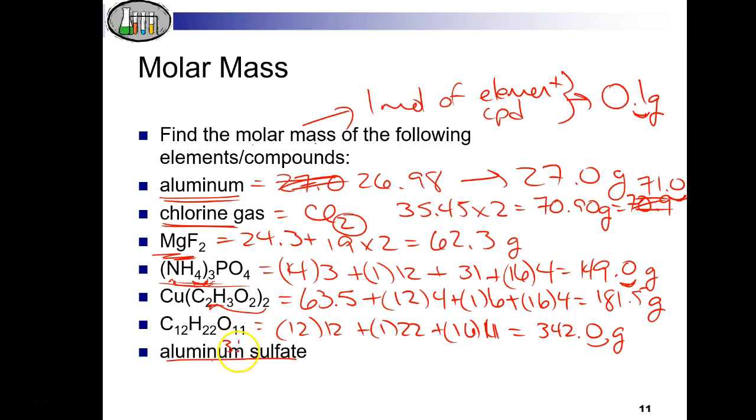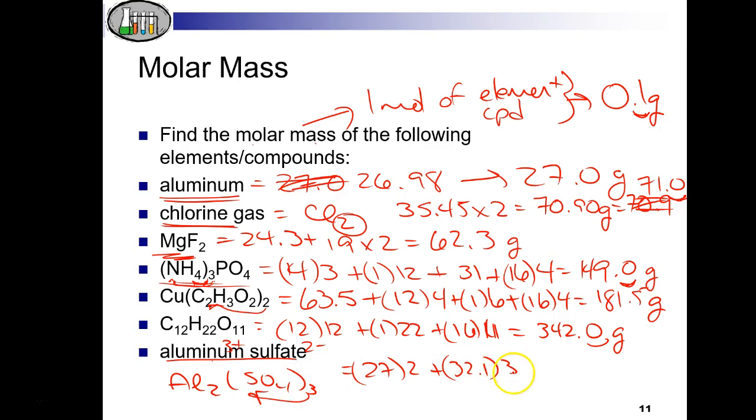Aluminum is a 3 plus charge, sulfate is a negative 2. When you drop and swap, you get Al2(SO4)3. So those skills that we've learned, you can't forget those. Aluminum is 27 times 2. Remember that 3 distributes. Sulfur is 32.1 times 3, because it says 32.06 or 07. I'm going to round that up to 32.1, plus 16 times 12. And when I do all that, I get 342.3 grams.